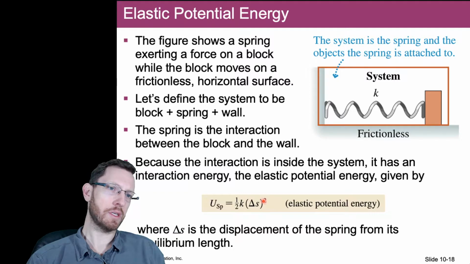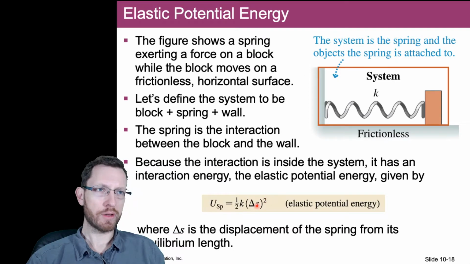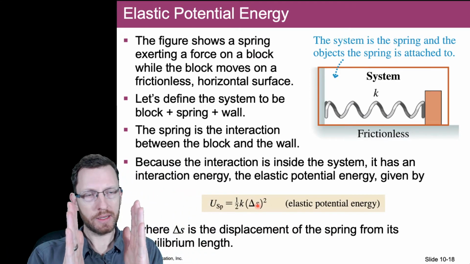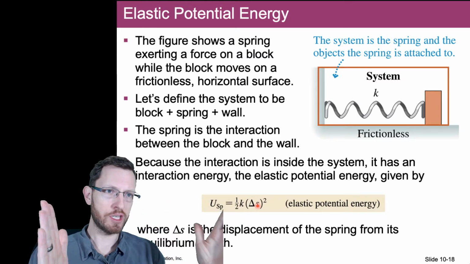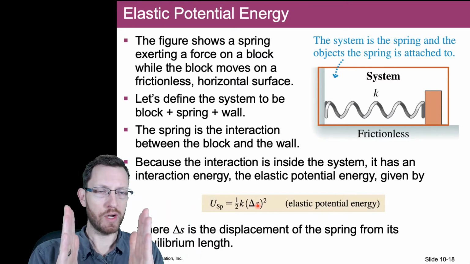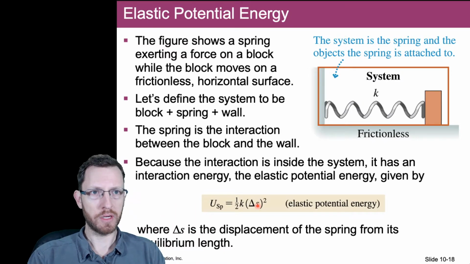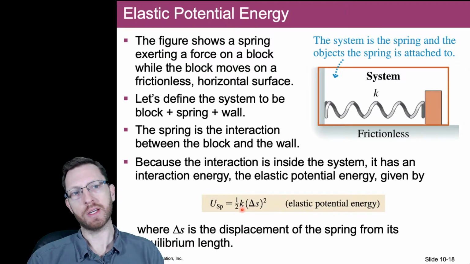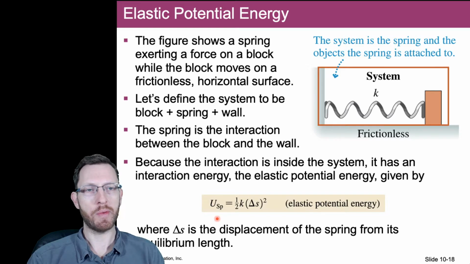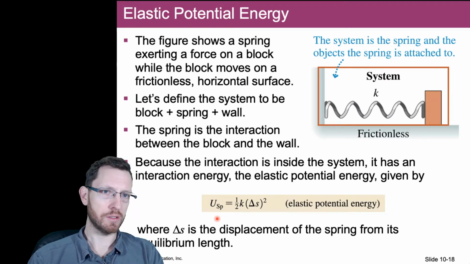Right? Notice that this thing gets squared. So whether the spring is compressed by a delta x or stretched by that same amount, so say I compressed it by a centimeter or stretched it by a centimeter, in both cases, if the spring has the same spring constant, it gives me the same amount of stored potential energy in the system.